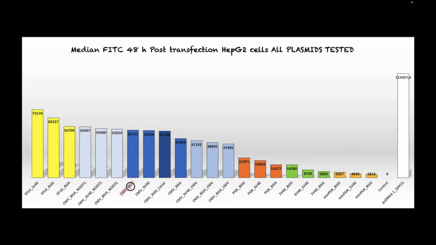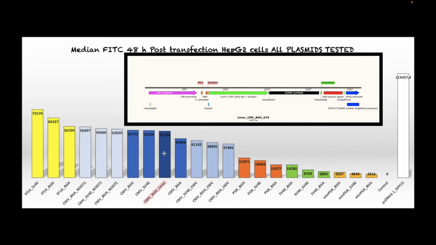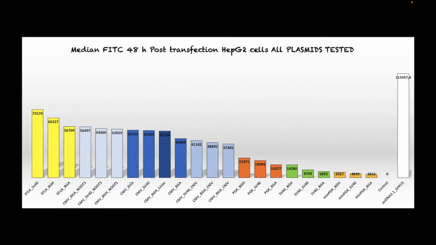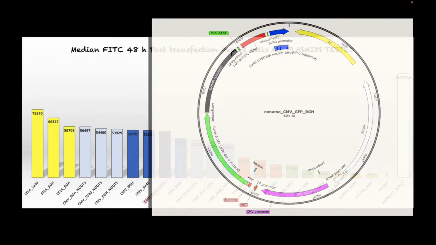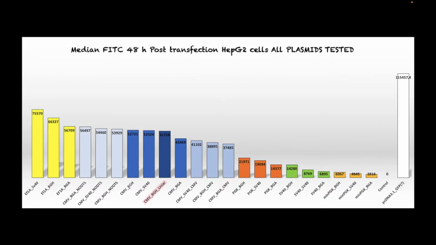To note is that this plasmid right here, the CMV promoter and the BGH terminator, is basically the same as this plasmid right here. So it has the same regulatory regions, except two things. One, this one right here is linear, basically just a linear piece of DNA, while this one is a plasmid, which is circular DNA. And another difference is that this one right here has no antibiotic resistance gene and no origin of replication, as compared to this one, which is a regular plasmid.